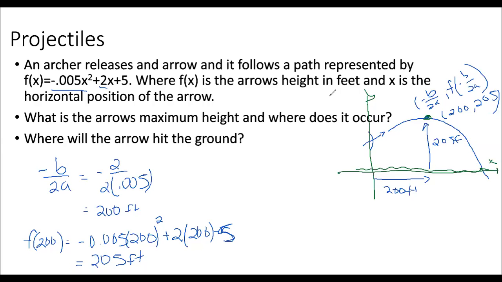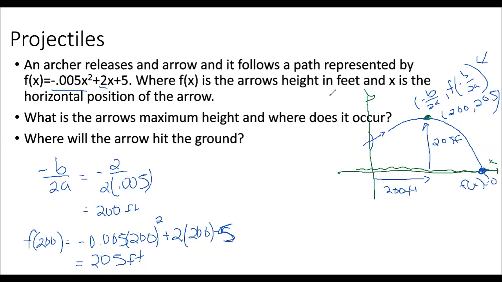Okay, so that's the first thing that we want to know. So we're just going back to our equations that we talked about for quadratics. We want to find the maximum height. That's going to be our vertex, and we can plug that into negative b over 2a. The other question that we're asked is, where is this arrow going to hit the ground? So that's over here. This is where f of x equals 0.